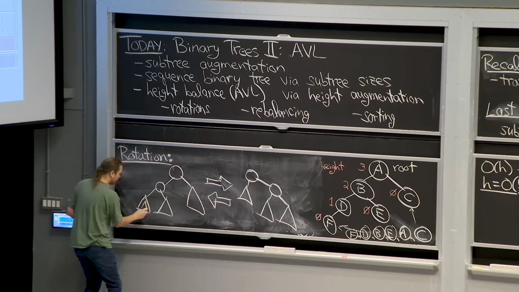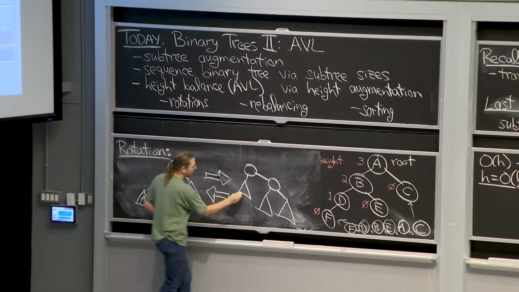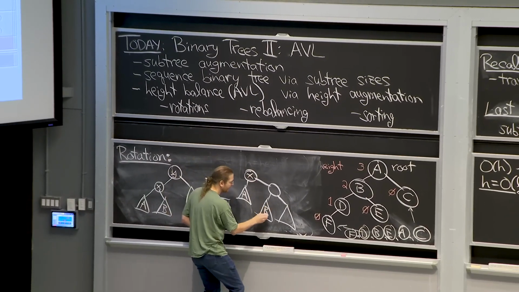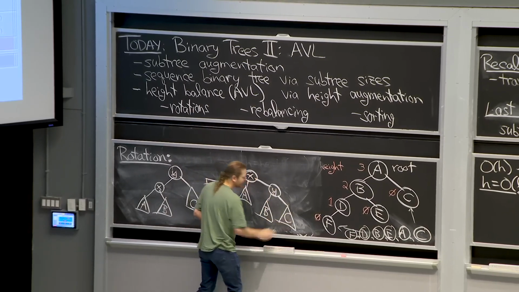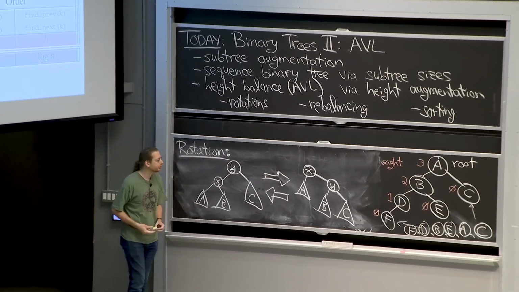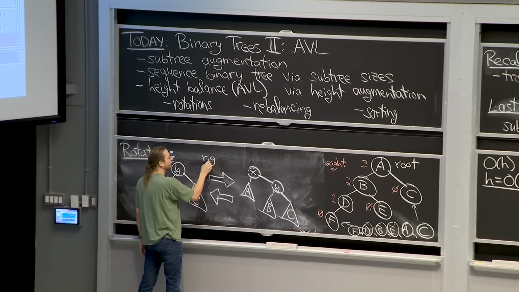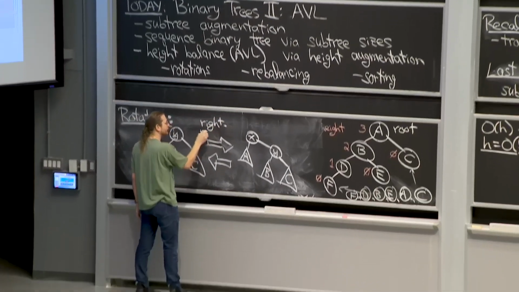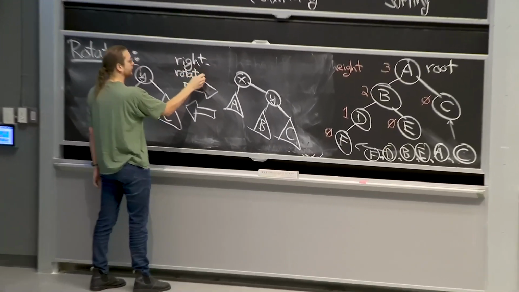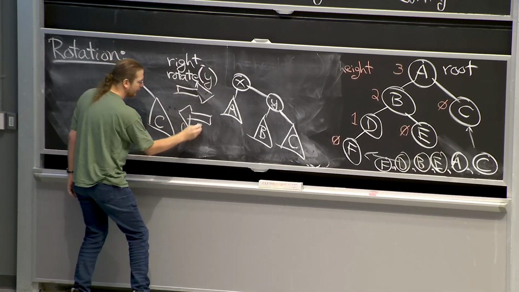Let me label A, X, B, Y, C. You can tell I've drawn this diagram before many, many times. This is a very powerful tool in all tree data structures, which are most of data structures, and they are called right rotate of Y and left rotate of X.